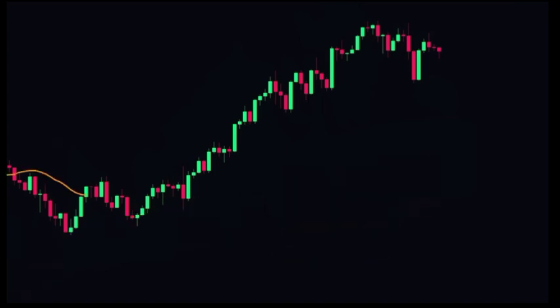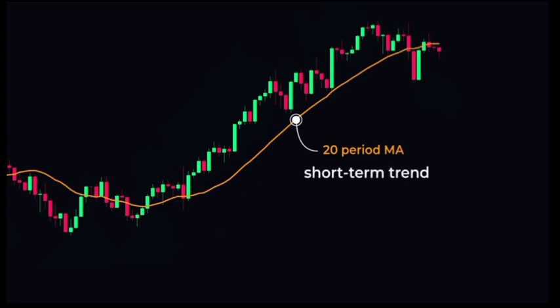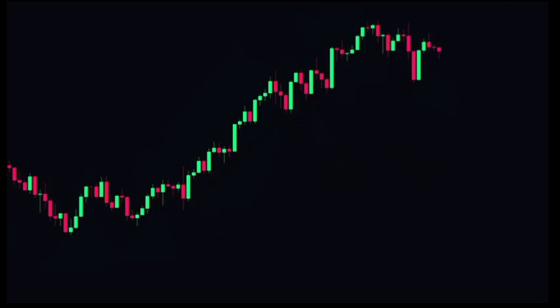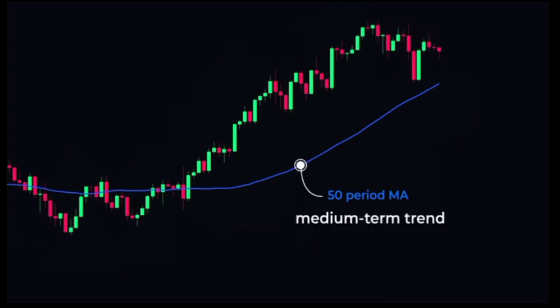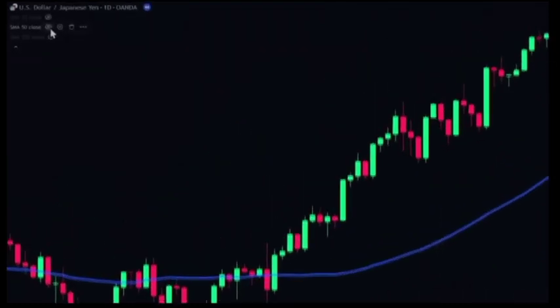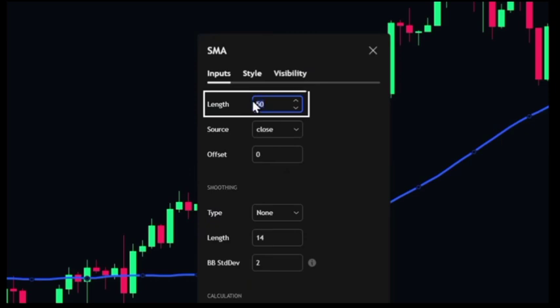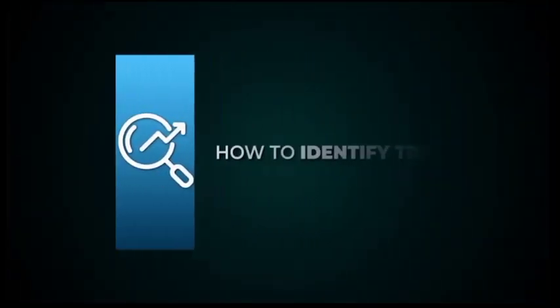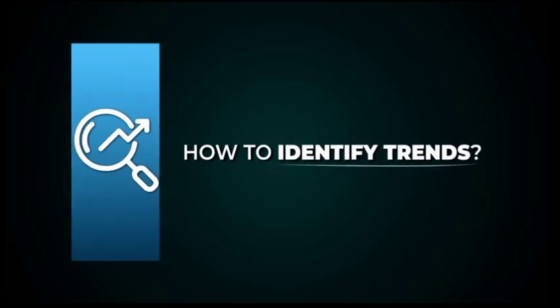A lower setting, like the 20-period moving average, helps you identify the short-term trend, which gives an idea of where price might move next in the short term. Now, something in the middle, like the 50-period, could be used to identify medium-term trend. To adjust these, simply head over to the indicator setting and select the period based on which trend you're looking to analyze. So, how do we actually use the moving average to identify trends?